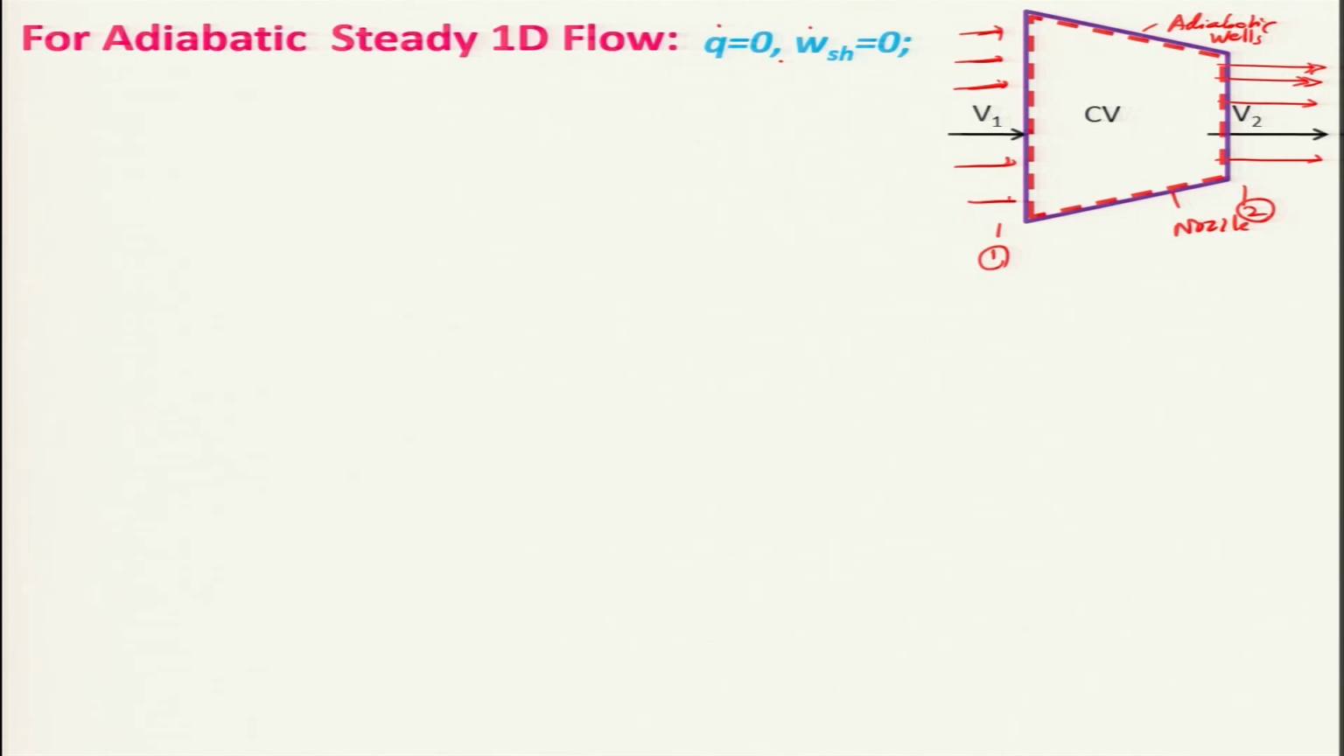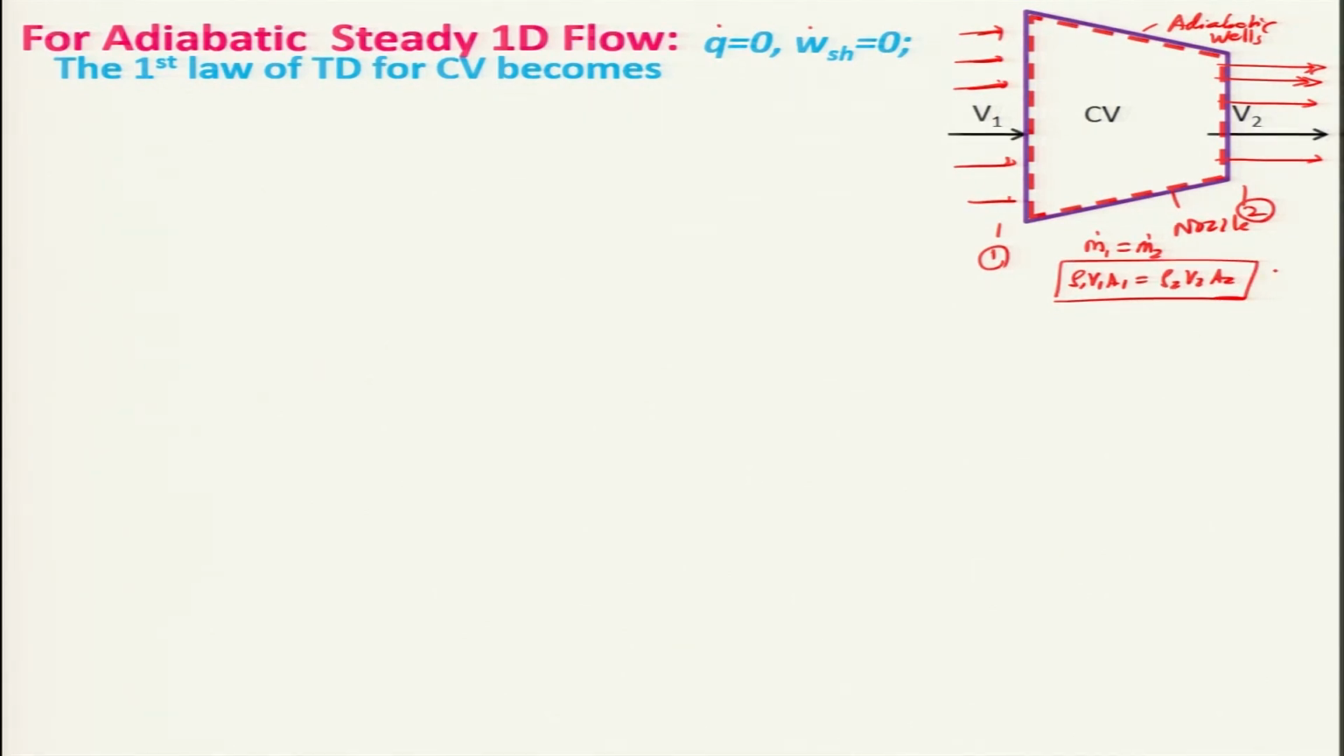Considering this as one dimensional and steady, that means there is no accumulation of mass, energy or momentum in this control volume. Therefore, we can apply the first law of thermodynamics very easily. Of course, the mass conservation has to be looked at: m dot 1 is equal to m dot 2, and rho 1 v1 a1 is equal to rho 2 v2 a2. This is your mass conservation equation.